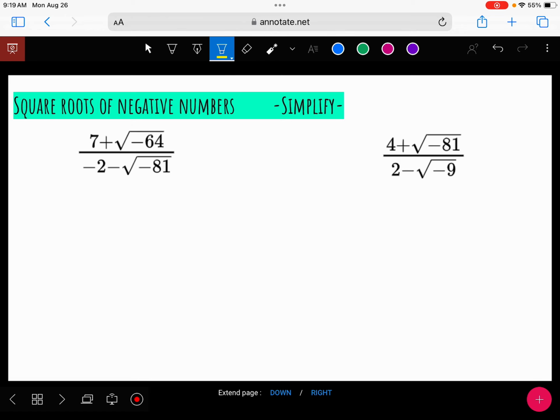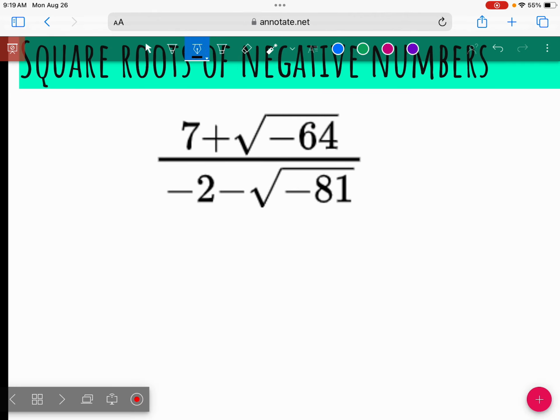All right, we're going to practice more with these square roots of negative numbers. We're simplifying these. They have a whole section about these, and all we're going to do is treat them the exact same way. We're going to switch them to i's. Then we're going to rationalize. i's, simplify, rationalize. So we've got here our first one is 7 plus the square root of negative 64 over negative 2 minus the square root of negative 81.